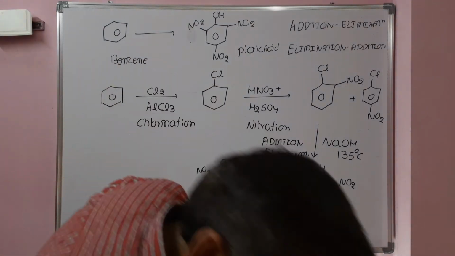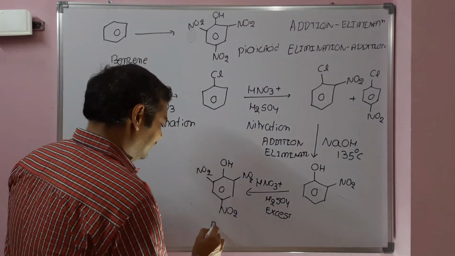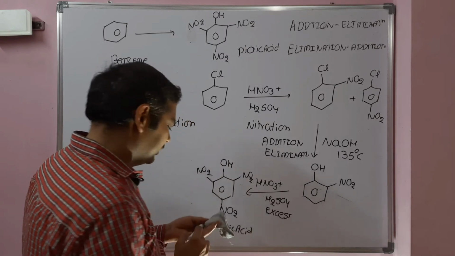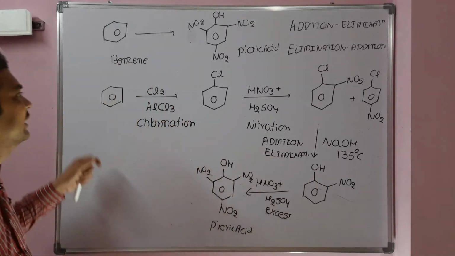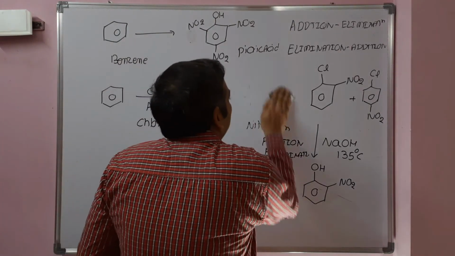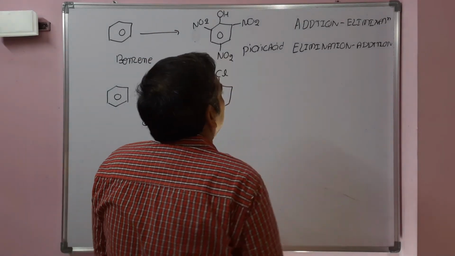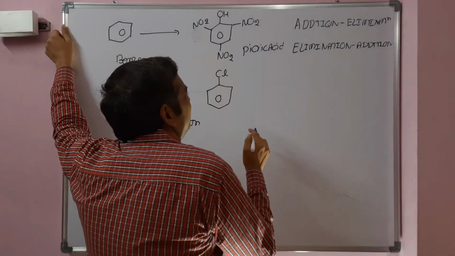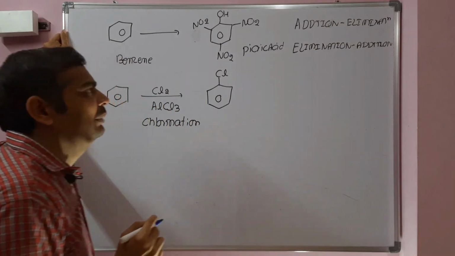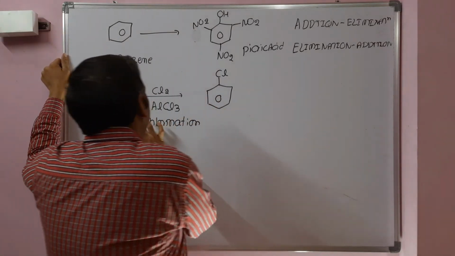So let's see how we can prepare the same picric acid by the elimination addition mechanism. We can prepare picric acid from benzene by elimination addition. In the elimination addition mechanism, we need to use sodamide in liquid ammonia. The first step is the same.